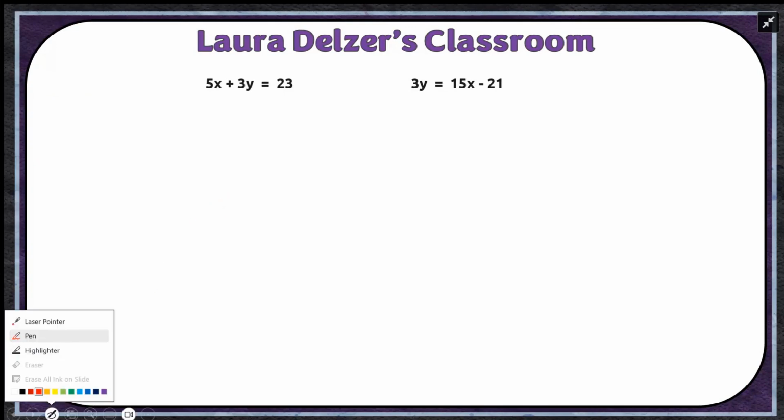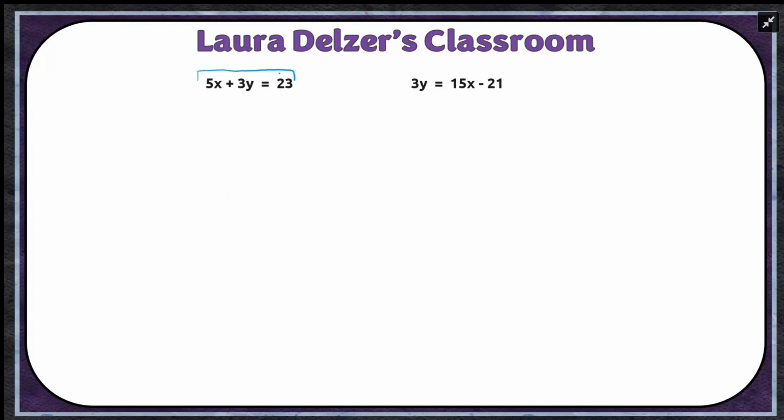Welcome to my classroom. So we have a problem here where you asked, how do you solve this? We have this equation here, 5x plus 3y equals 23. And then we have this equation here, 3y equals 15x minus 21. When you see an x and a y, and there's two equations, we call this a system of equations.